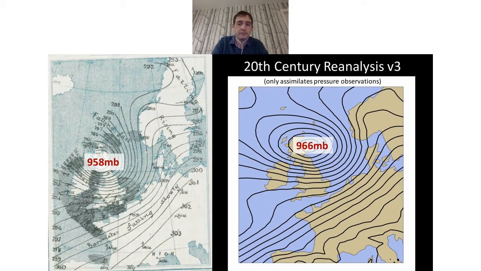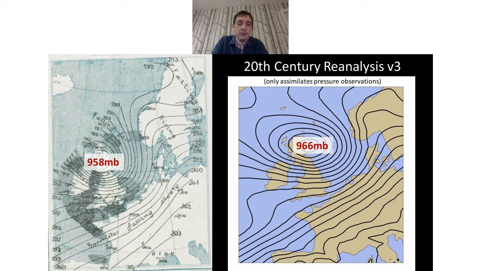And if we do that complex process and try and reconstruct this particular storm in 1903, we don't see such a deep storm in our reanalysis as the Met Office thought at the time. It's not as intense, the winds aren't as strong. And you may ask, well, which one of these is right? And I think it's probably fair to say that the Met Office in 1903 are much closer to the truth than our current reanalysis.